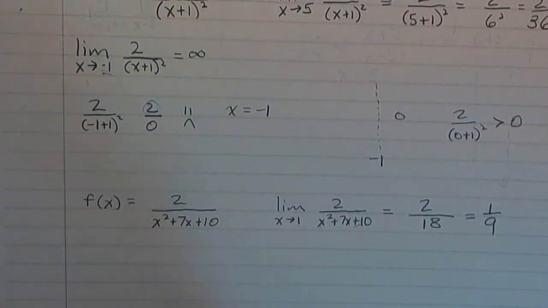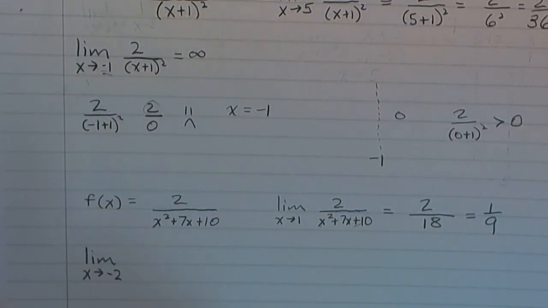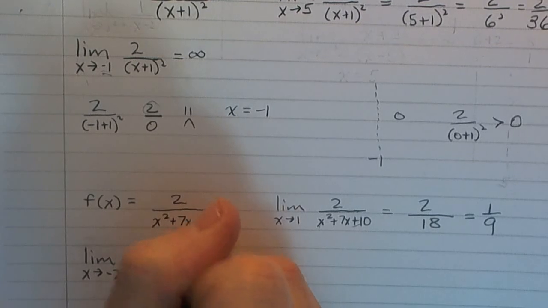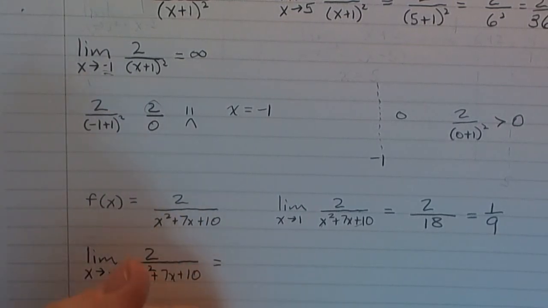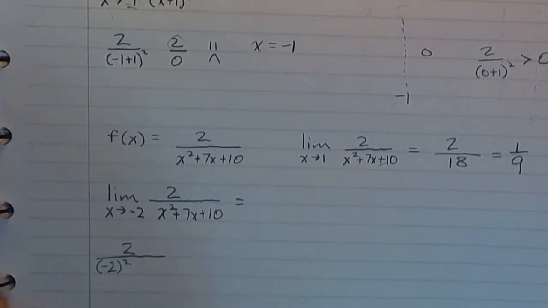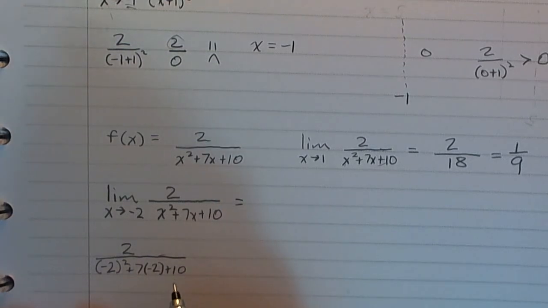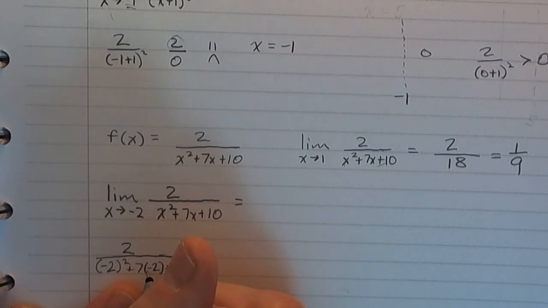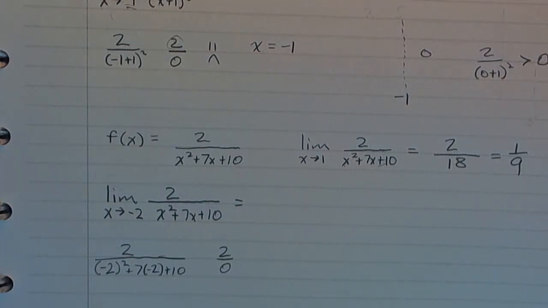Now, what happens though if I say the limit as x goes to, let's say, negative 2? So I try to plug that in. Okay, so let me put in the negative 2. So I've got 2 up here. I've got negative 2 squared, plus 7 times negative 2, plus 10. This is going to be a 4. Okay, look at this. This is 4 and 10. That's 14. And negative 14, that's 0. We get 2 over 0. That tells us we have stumbled upon a vertical asymptote.